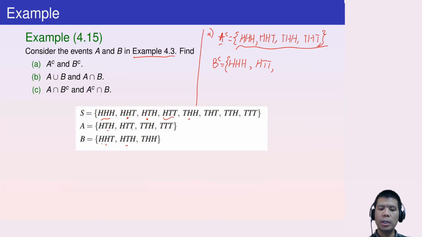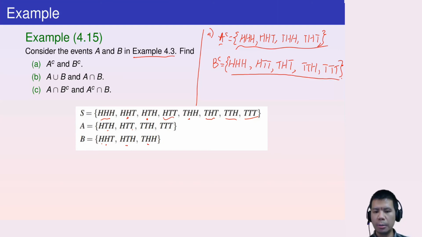This one is in B. This one is not. Okay, T, H, T, TTH is not, and finally TTT. Okay, so therefore we have B complement is the set consisting of all the outcomes that are not in B. Okay, so this is our A. Now let's consider B.